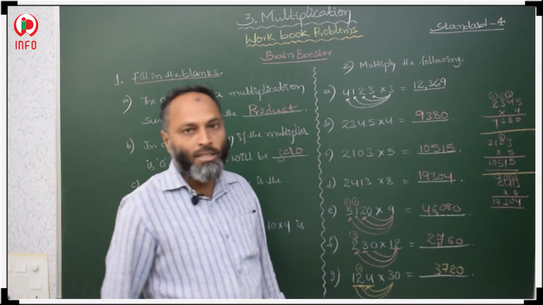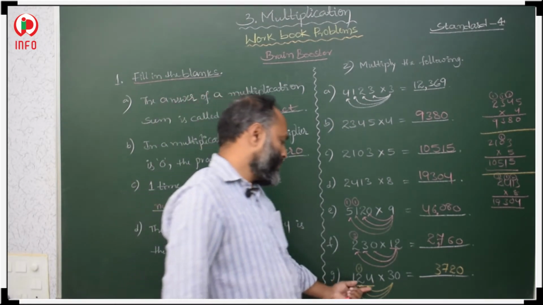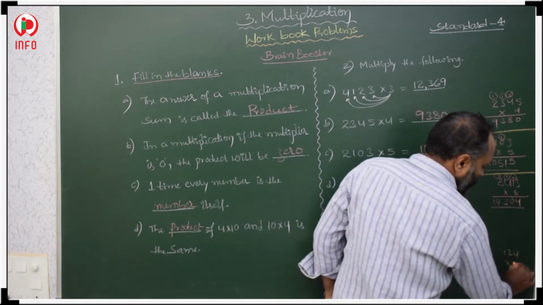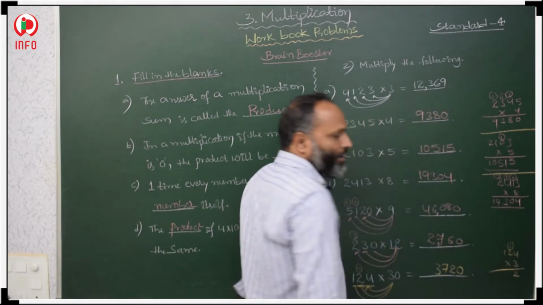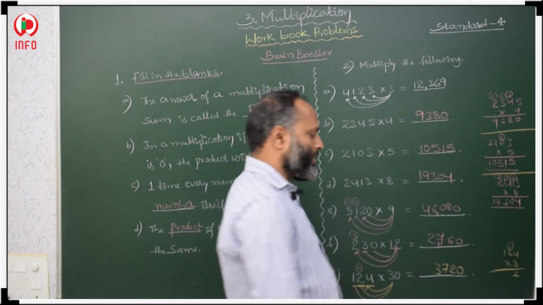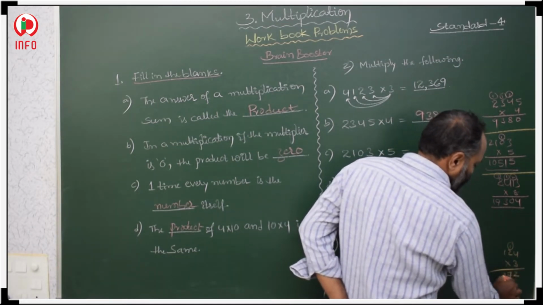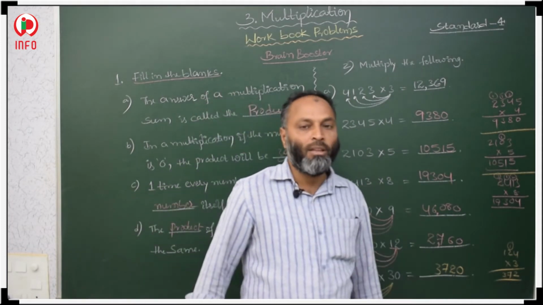This is 3720. If you want to do this in detail, you take here 124 into 3. 3 fours are 12 and 1 carry over on tens place. 3 twos are 6. 6 plus 1, 7. 3 ones are 3. 372. And here 1 zero is there. That 0 we have to keep in the product.